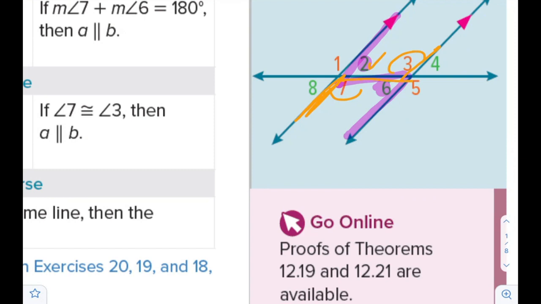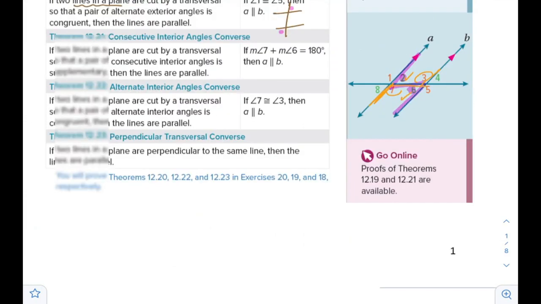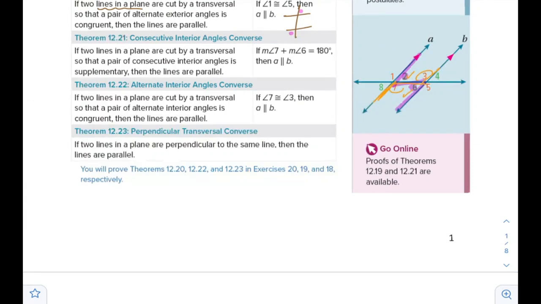So if angle 2 and angle 6 are alternate interior angles and they are congruent, that is, if angle 2 is congruent to angle 6, and this is the position they are in, then the lines A and B are parallel. Also, if 3 and 7 are congruent, they are already, as you see, alternate interior angles. So according to the converse of the alternate interior angle theorem, we can state that A is parallel to B.